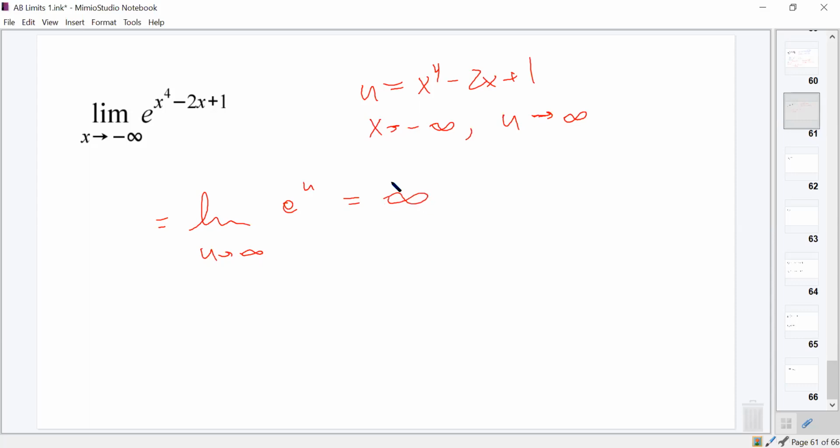Everybody good there or no? So again, on the AP test, if we were given this limit, they would have either infinity or does not exist. Yeah, one of those. If it was multiple choice, not both of them, one of them would be there. And if it was free response, they'd accept either one. Okay.